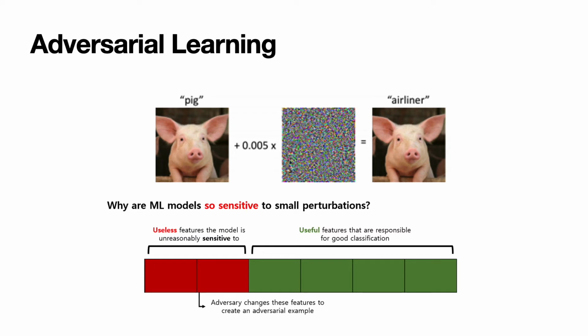The vulnerability of neural networks to imperceptibly small perturbations has been a crucial challenge. Various studies have been proposed to ensure the robustness of the trained networks against adversarial attacks. There are usually features the model is unreasonably sensitive to. We can change this feature to create an adversarial example. It looks like a pig to humans, but the model says it's a rhino.